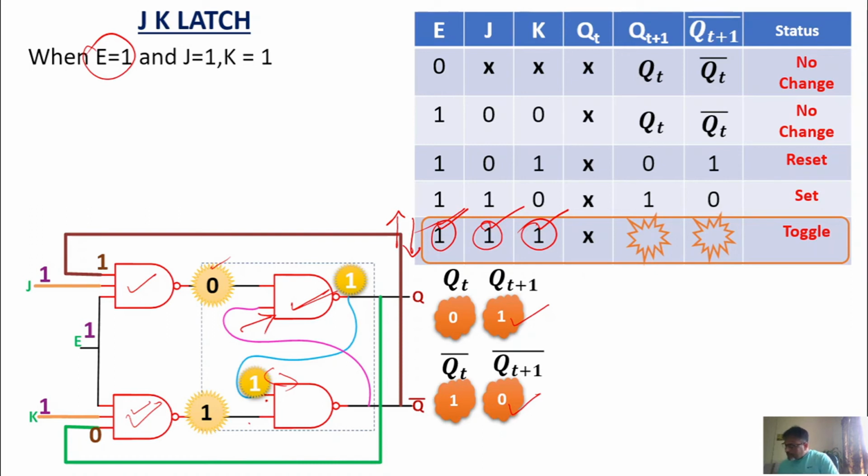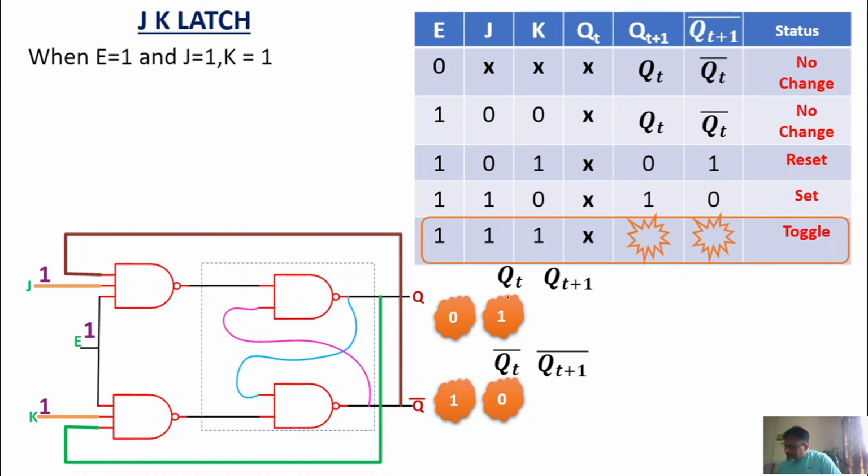For the next time instant, this will become Qt and Qt bar, and the next state will be Qt+1 and Qt+1 bar. Now let us see what happens when you consider Qt as 1 and 0, which is the Qt+1 and Qt+1 bar of the previous operation. At this point, let us consider the earlier Qt+1 and Qt+1 bar as the Qt and Qt bar, and let us see what is going to come next.